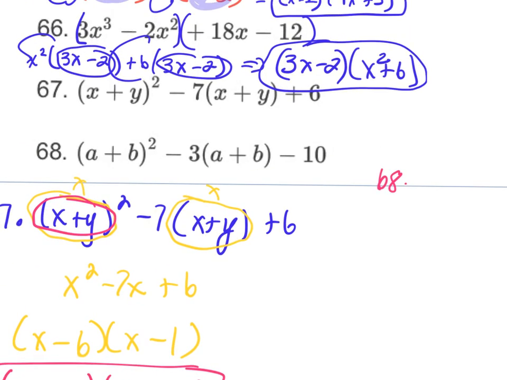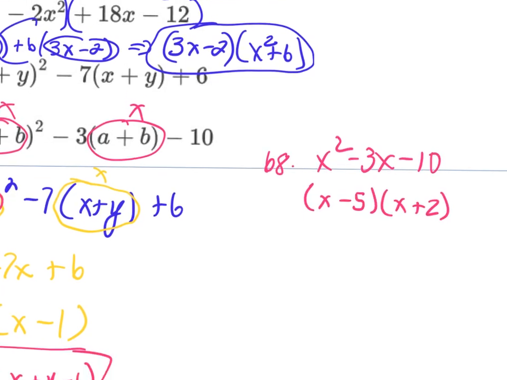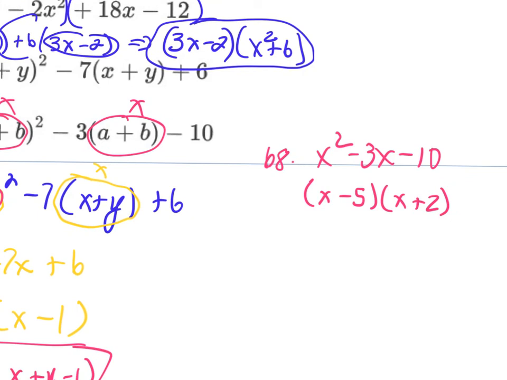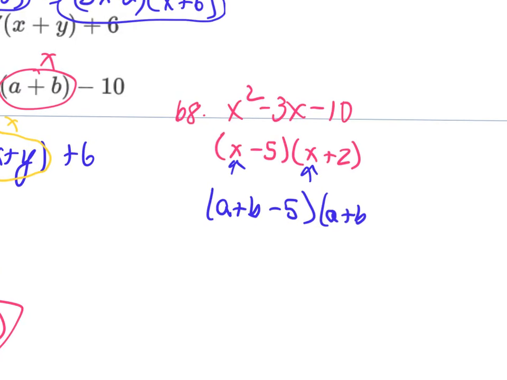I'm going to rewrite 68. I'm going to replace the a and the b for a second just with the letter x. So this would be x squared minus 3x minus 10. So what are the factors of negative 10 that multiply to give me negative 10, but add to give me negative 3? It'd be negative 5 and positive 2. And now I'm going to replace this x value with the expression a plus b. So it would be a plus b minus 5 and a plus b plus 2.